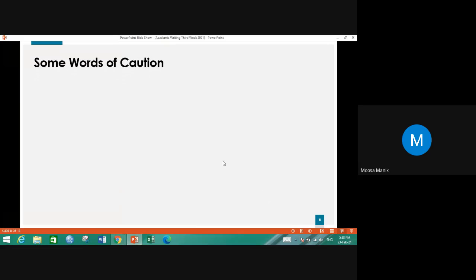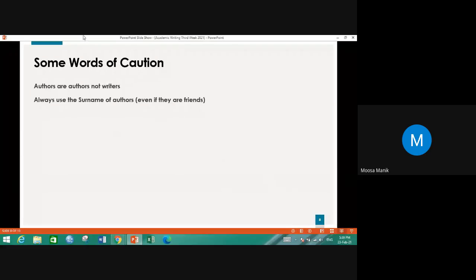Some words of caution here. Authors are authors, they are not writers. So when you're writing your assignment, please do not refer to authors as writers, because writers are different from authors. So make sure that you always write them as authors and not writers. Okay, and if you do have any queries, you can ask.